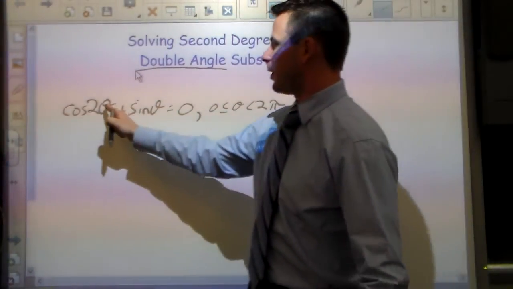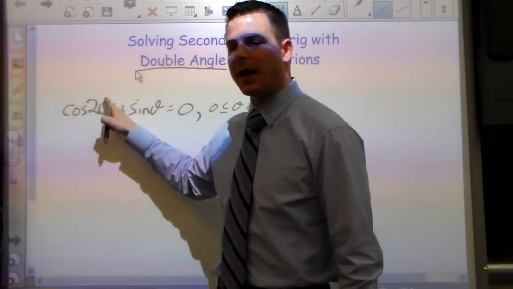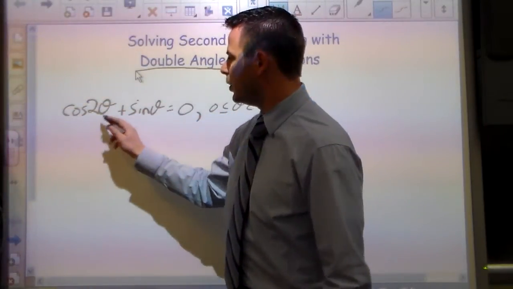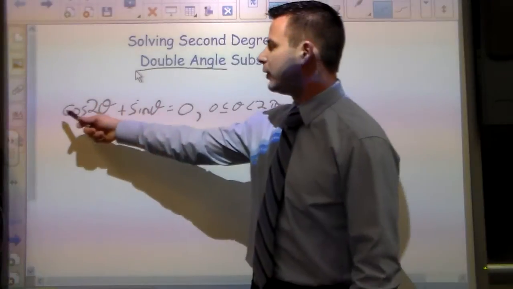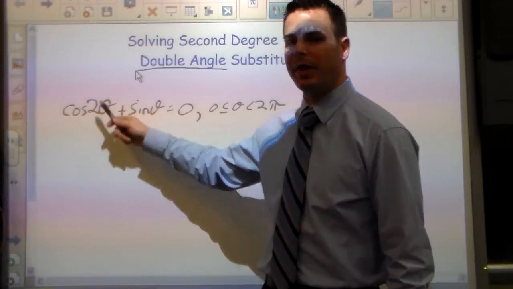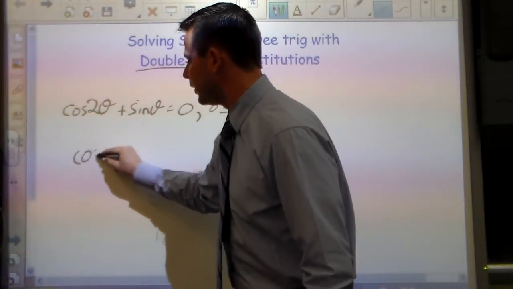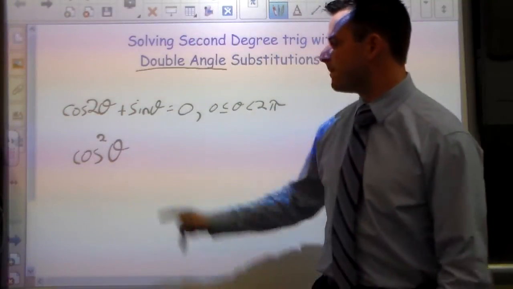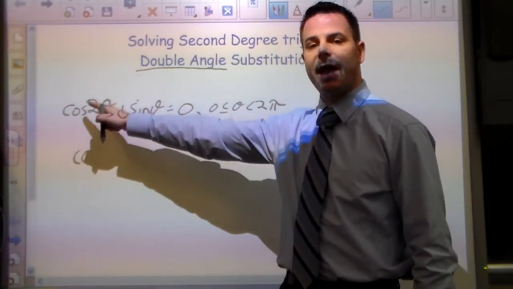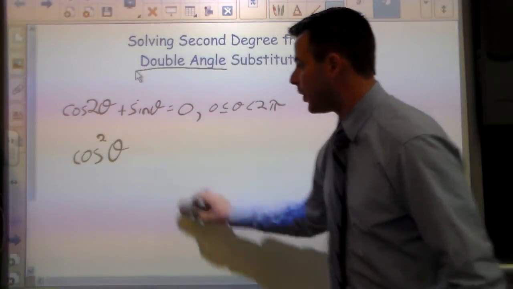So double angle means that the angle is being multiplied by 2. You cannot call this out as a constant multiple. You cannot manipulate this angle. This is 2 theta, not squared theta. So this is very different than that. That means cosine is being squared. This means the angle is being doubled. It's being multiplied by 2.